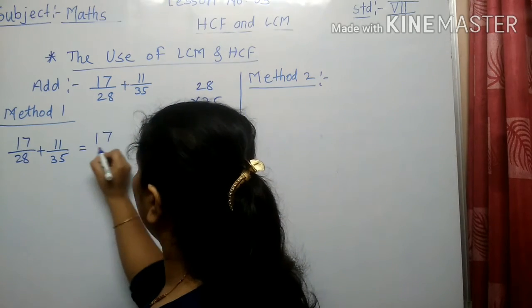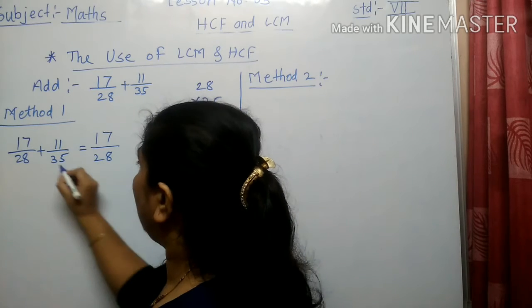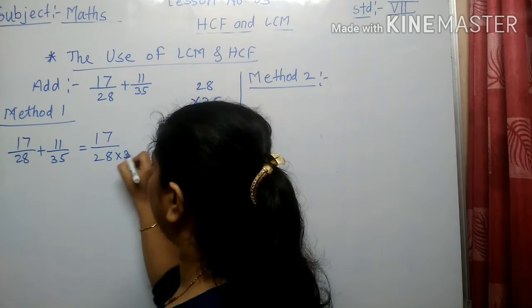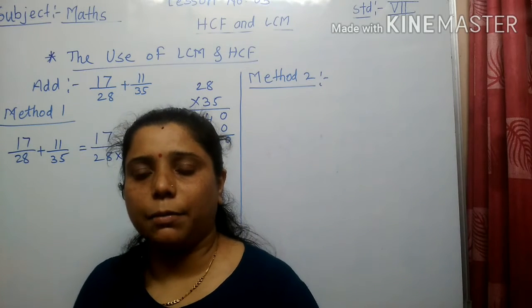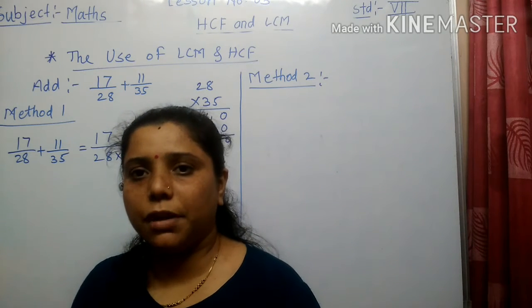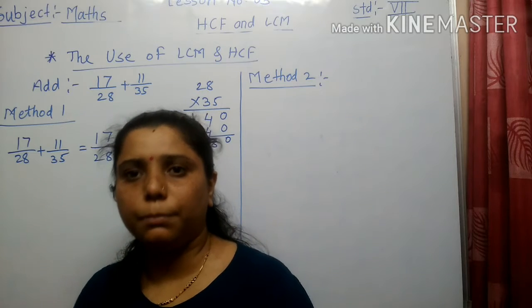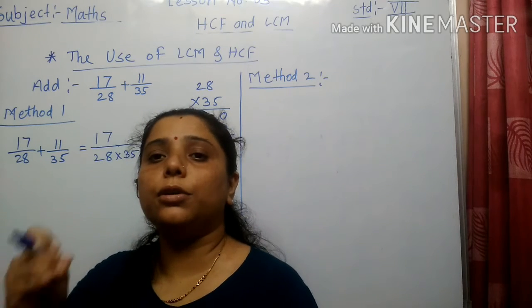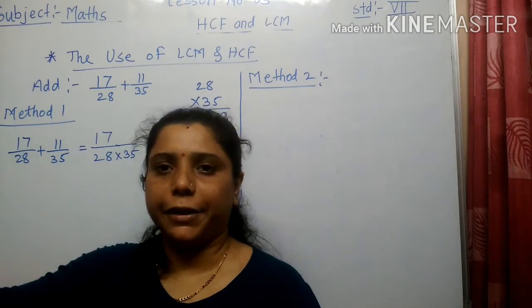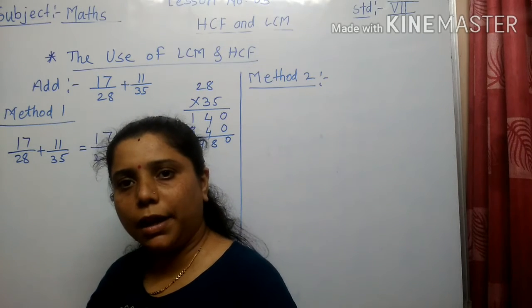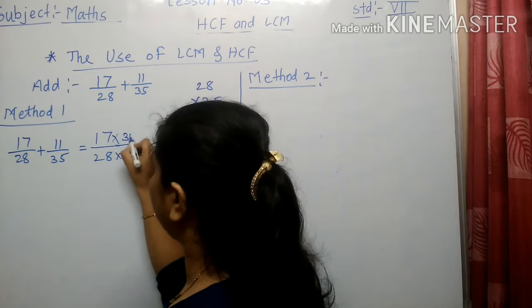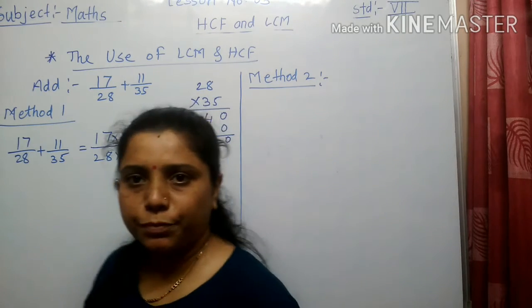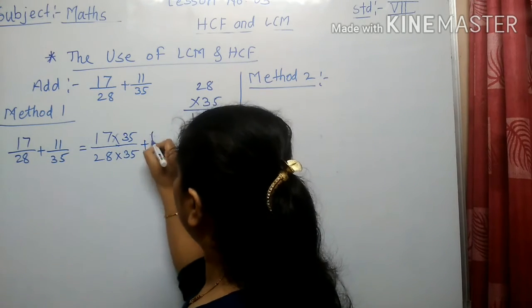Okay. So I am writing over here 28. I am multiplying with 35. So the same operation, we learned this concept in the previous standard. Whichever number you are multiplying to the denominator, you have to do the same operation to the numerator. If you are multiplying to the denominator, do the same operation to the numerator. So multiplying 35. Now focus on the second.